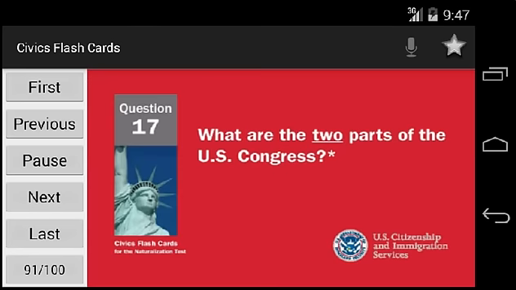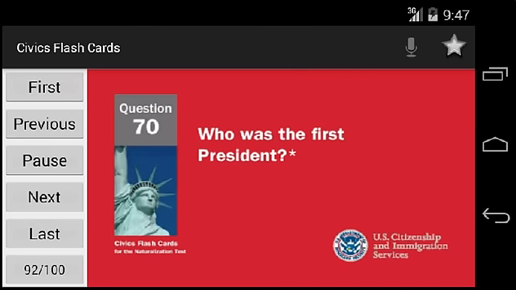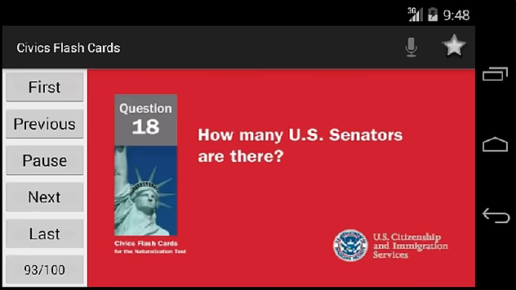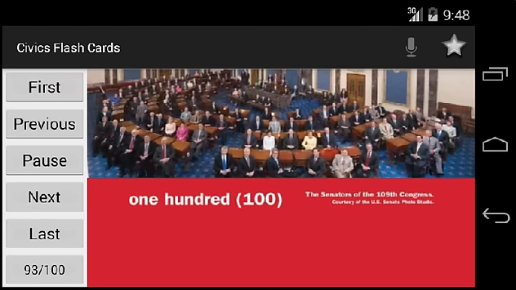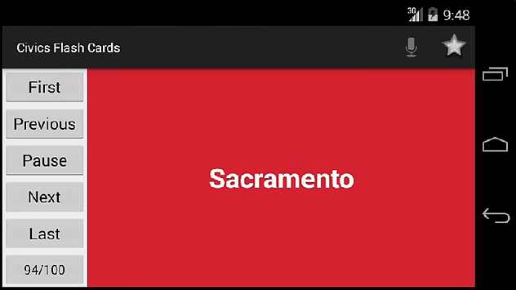What are the 2 parts of the U.S. Congress? The Senate and House of Representatives. Who was the first president? George Washington. How many U.S. senators are there? 100. What is the capital of your state? Sacramento.